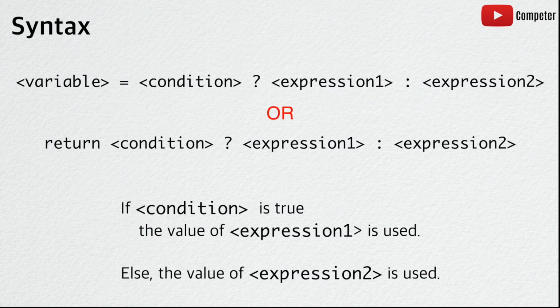Here is a more formal definition of the ternary operator, sometimes called conditional operator in other languages. The operator takes three arguments: condition, expression 1, and expression 2. If the condition is true, the value of expression 1 will be used. Else, the value of expression 2 will be used.